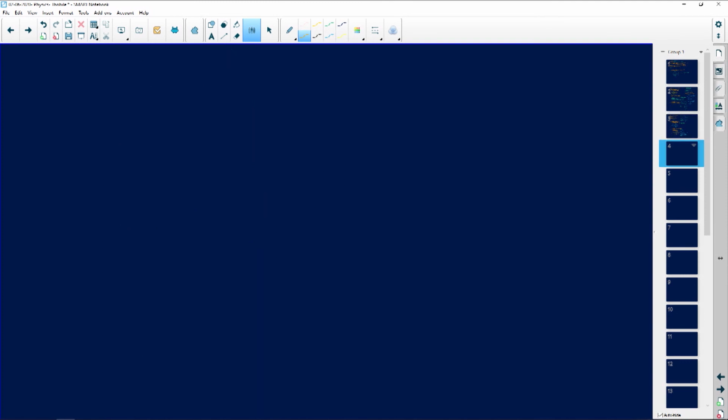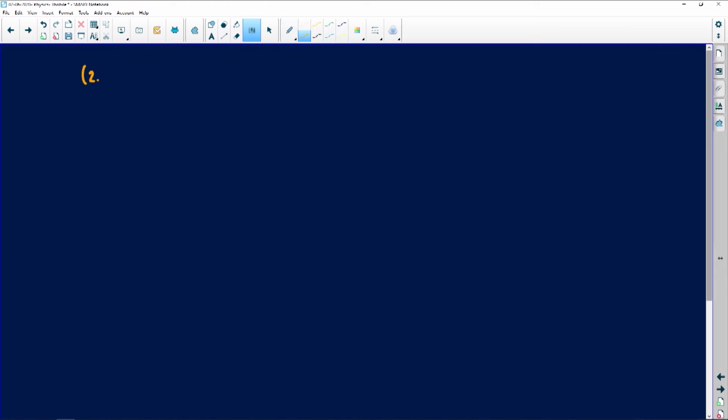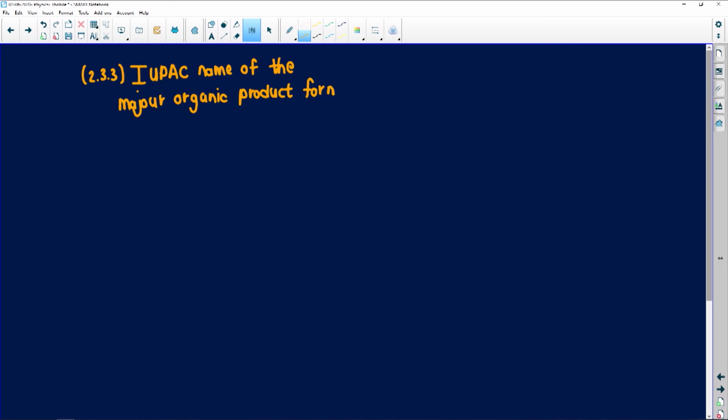Okay, we have another question with this one. This looks like an interesting question. This is 2.3.3. And it says, so here we've got the IUPAC. This question had a lot of IUPAC. The IUPAC name of the major organic product formed. Already when you talk about major, you must think of rules of the major organic product, of the major product formed.